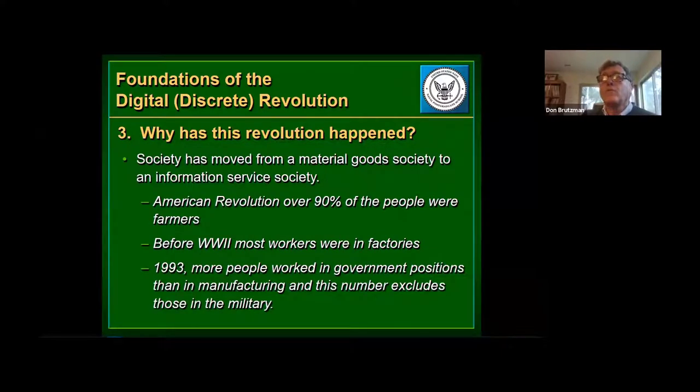Why has this revolution happened? Science has moved from material goods to information. Boy, there were all sorts of books and stories and talk about it back in that day. What does it mean to be an information society? And it was almost magical in terms of its impact, and prognosticators would talk about things, blah, blah, blah. Okay, let's flip to today.